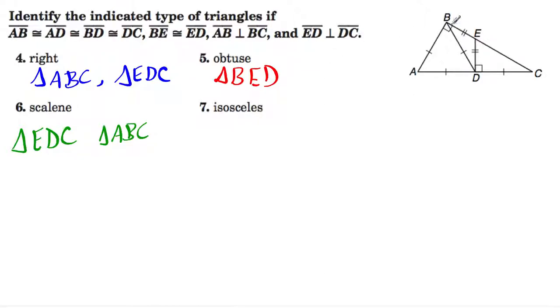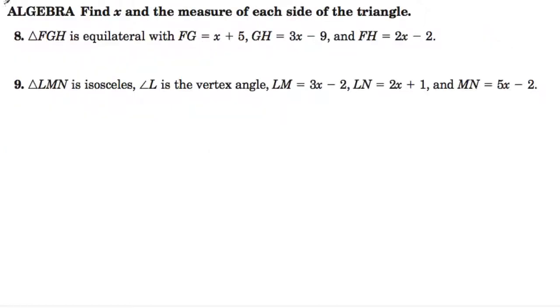Isosceles triangles have exactly two sides congruent. Yet again, we have triangle BED showing these two sides being congruent. So an isosceles triangle could be a right triangle, or it could be an obtuse triangle, as is the case here. Just be aware of those distinctions and how to classify these triangles.